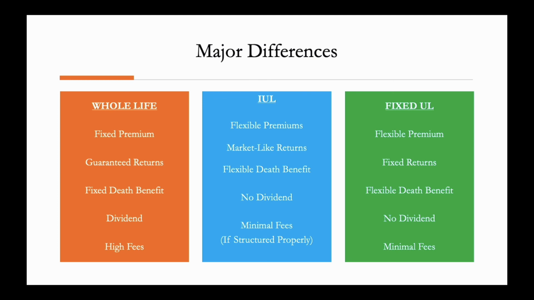So to wrap things up, with whole life, think fixed, guarantees, and dividend. With universal life, think flexibility. Whole life gives you fixed premiums, guaranteed returns, a fixed death benefit, and a possible dividend. But it is the most expensive type of insurance. An IUL gives you flexible premiums, market-like returns, flexible death benefit, no dividend, and minimal fees if structured properly. Whole life insurance is best suited for someone who wants guarantees. An IUL or the universal life is best suited for those who want flexibility.